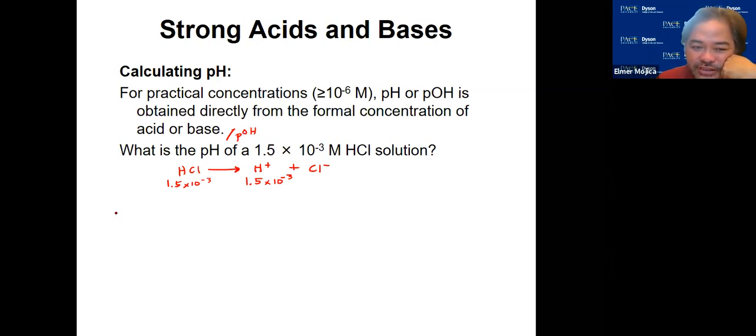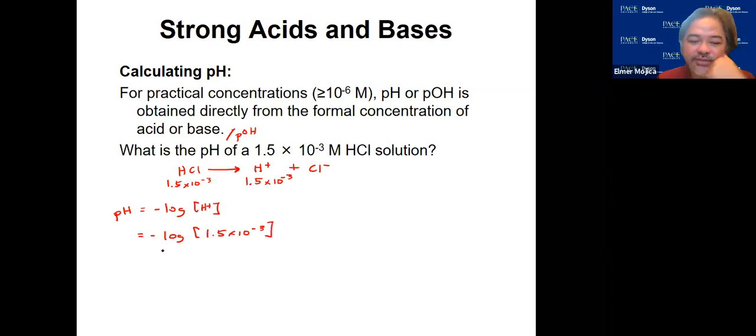And all you need to do is just use this: pH is equal to negative log of H plus. If you substitute, you have here 1.5 times 10 to the negative 3. So this will give you what, if you have your calculator?